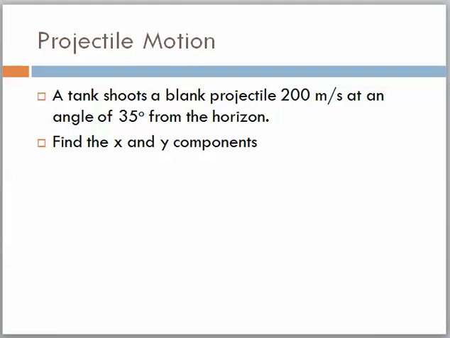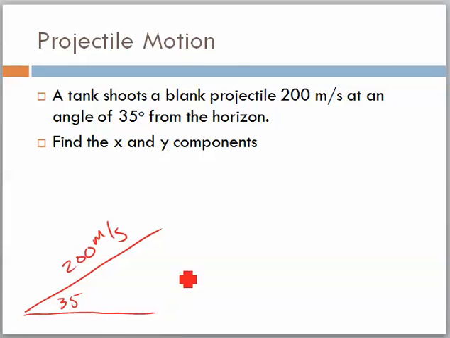All right, our first problem in projectile motion says a tank shoots a projectile at 200 meters per second at an angle of 35 degrees from the horizon. Find the x and y components. We've got it shooting off at 200 meters per second at an angle of 35 degrees from the horizon, so what we've got to find now is our x and y components.